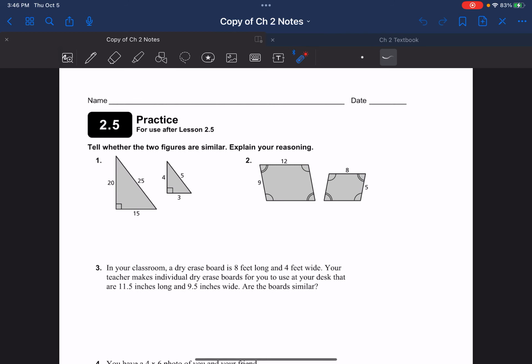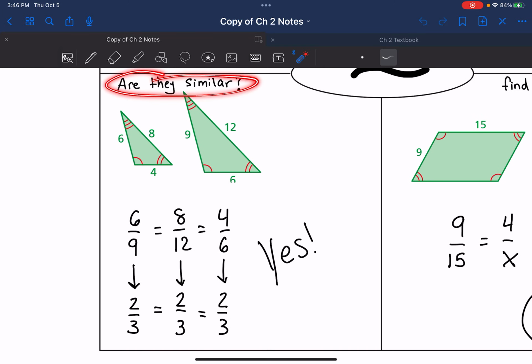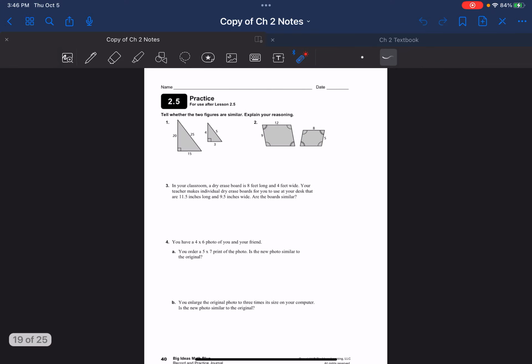Number 1 and number 2, tell if they are similar. You don't really have to explain your reasoning. If you just show me work, that is your explanation. Now, to tell if these are similar, I want you to refer back to your notes. It's just like this one. Are they similar? We set it up as 3 fractions, and then we went to go see if they equaled the same thing, okay? So do that for both of these.